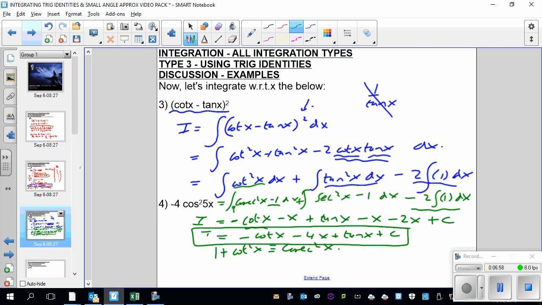Okay? So if you get something squared like that, just expand the brackets out. Alright?